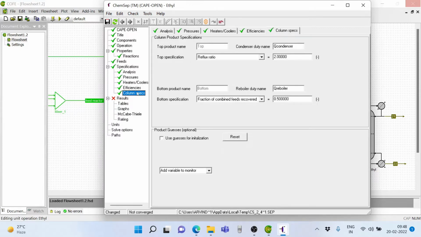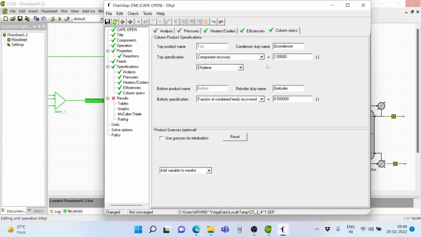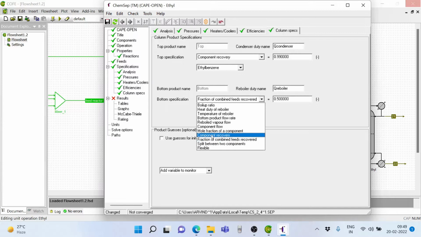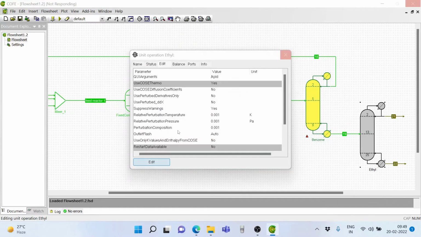And as I had discussed in the previous lecture, we have to give tolerances which are less to start with so as to converge the distillation column. So let's keep the top tolerance as component recovery as 0.99 ethyl benzene and the bottom component recovery as orthodiethyl benzene, and this we take it as 0.9. This will allow us to converge the column quickly.